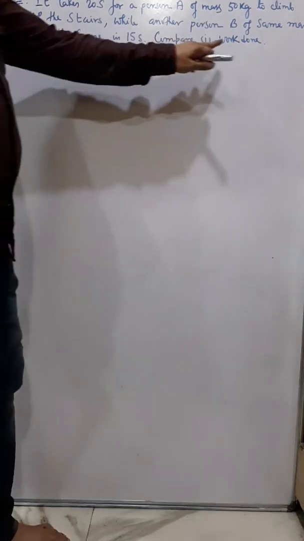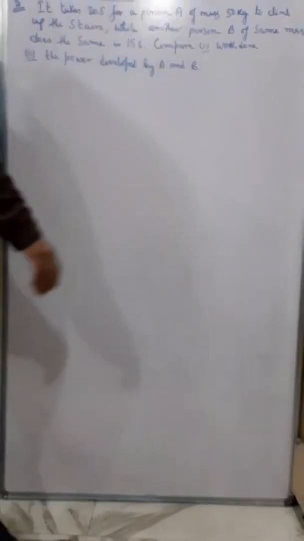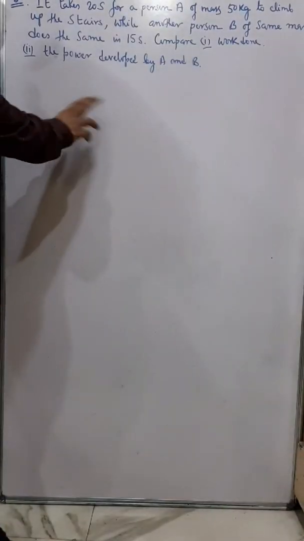Now in this sum they told it takes 20 seconds for person A of mass 50 kg to climb up the stairs, while another person B of the same mass does the same in 15 seconds. Now compare their work done and the power developed. Now compare means you have to find the ratio between their work and ratio between their power. Now the first thing you have to understand is that the work done by both is same, because they are climbing the same stairs.